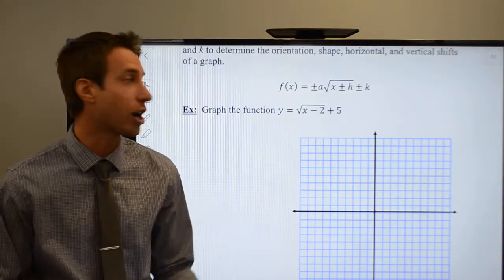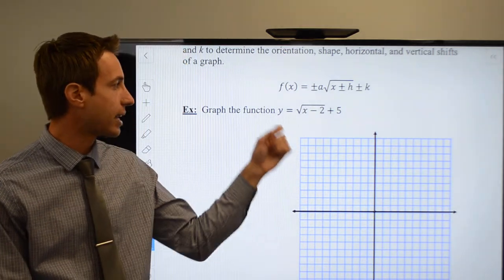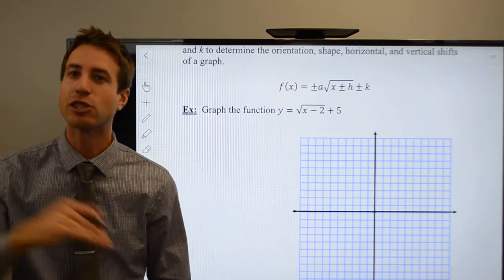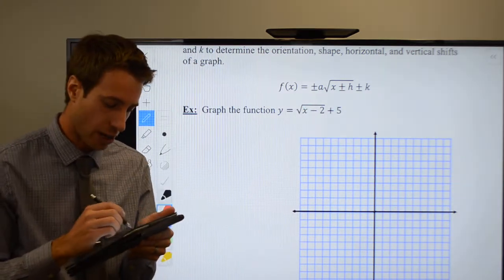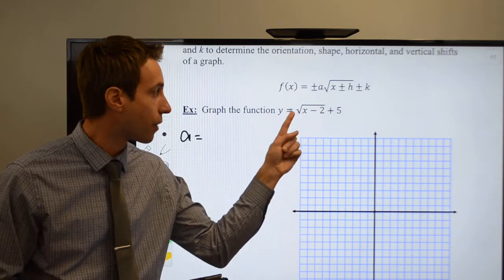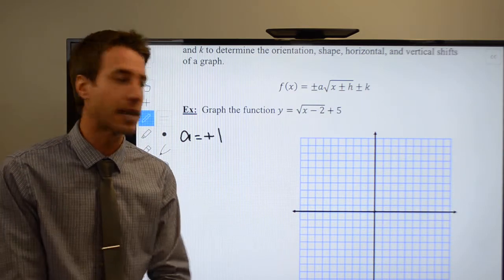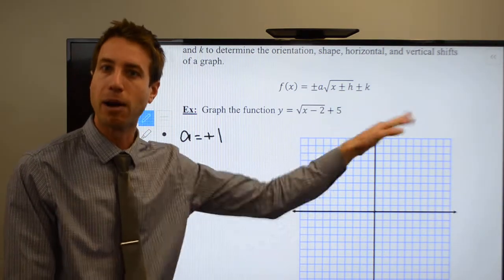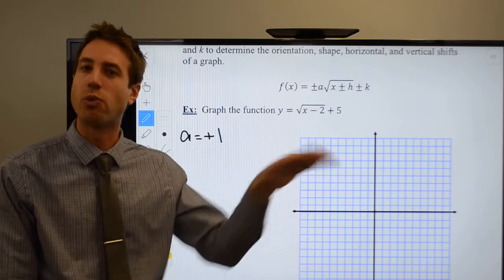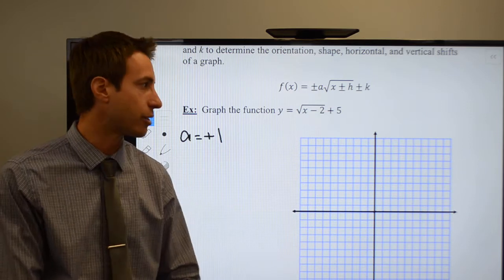So we'll take a look and watch out for all of those as we do this next example problem, which I've given to you right here. Y equals the square root of x minus 2 plus 5. Let's go ahead and identify our A, our H, and our K. All right, I know that A is going to be equal to what's out front, which in this case is a plus 1. That tells me two things. First, it tells me that my radical function is going to be opening up above the x-axis. It also tells me that it's just a standard radical function. It's not super steep. It's not super shallow. It's just going to be your standard radical function.